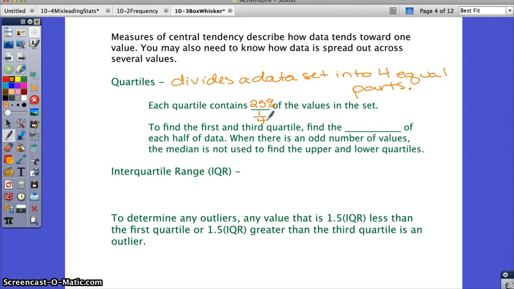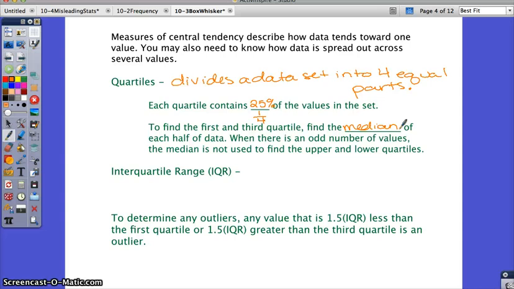Okay, so when you think about all the data values, if you have 10 values, break that in half, there'd be 5 on each half. Break that in half, there'd be about 2.5 within each quarter, right? We're going to use this idea to create a box and whisker. To find the first and third quartile, you're going to first find the median, and then you're going to find the median of each half of the data. When there is an odd number of values, the median is not used to find the upper and lower quartiles, and we will do an example of this.